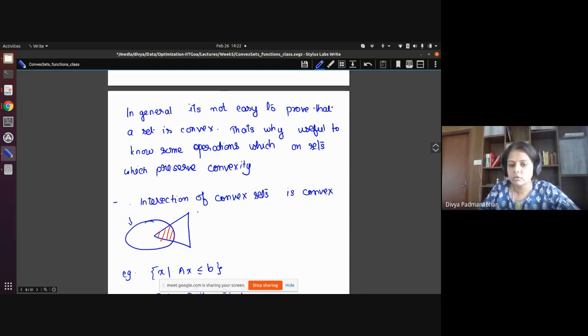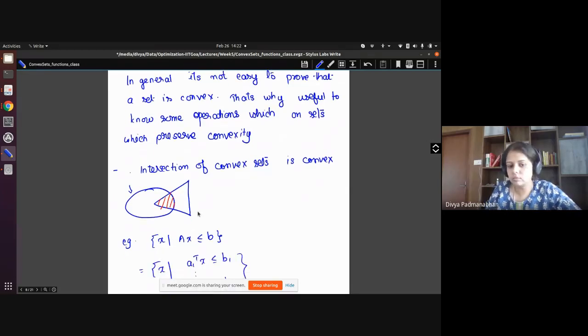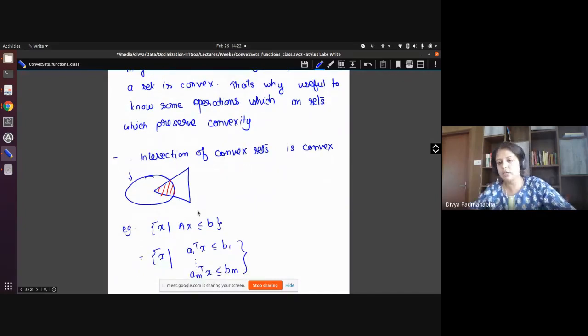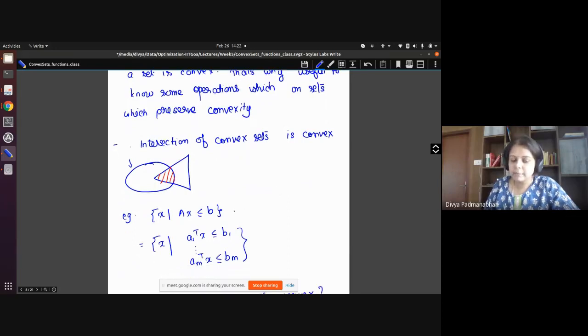That should be straightforward to prove. I mean, you can use these definitions to prove this. Now, an example which gets used, and you will also see this in this course, is this kind of set, where the set of all x where ax is less than or equal to b. What this means is that you have some m inequalities in x, and you want all of them to be satisfied simultaneously. So this is a convex region.